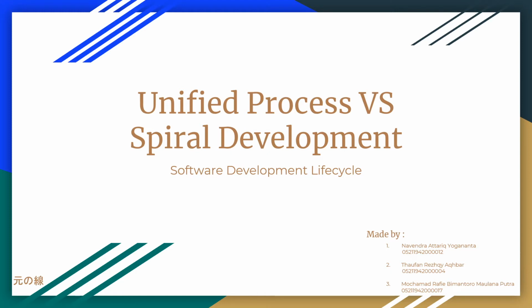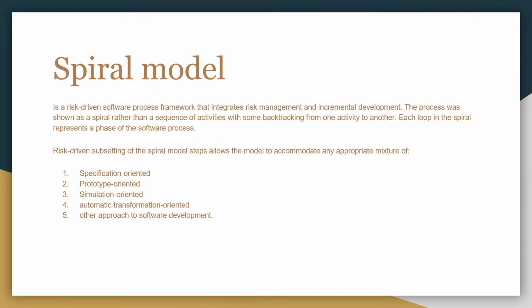My name is Taufan Rizakbar, NRP 05211942000004. And then there is my friend Nafrendra, NRP 0012, and Rafi with NRP 0017. Today we will explain a presentation about the unified process versus spiral development. So the first model that we're going to present is the spiral model.